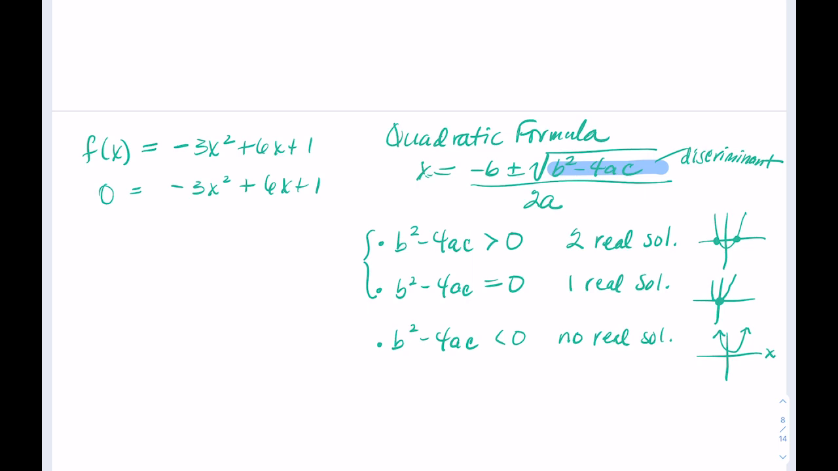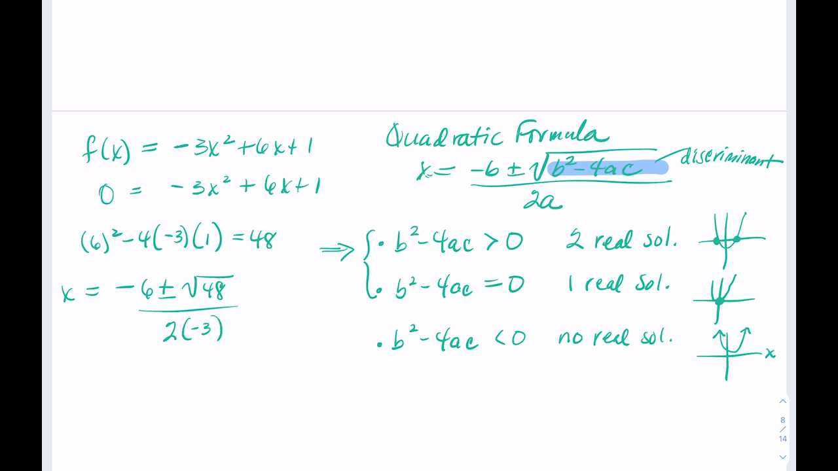So if I find the discriminant here, my b value is 6, my a value is negative 3, and my c value is 1. So that gives me 36 plus 12, which is 48. 48 is bigger than 0. So that tells me there are 2 real solutions. That tells me there are 2 x-intercepts. So I'm going to use the quadratic formula now and finish this off. So it's negative b plus or minus the square root of the discriminant that you just found, all over 2 times a. So here I would get negative 6 plus or minus the square root of 48, over negative 6.